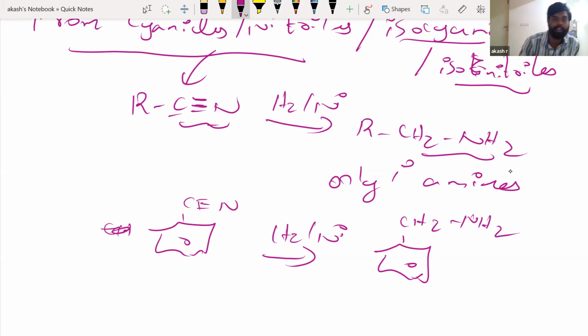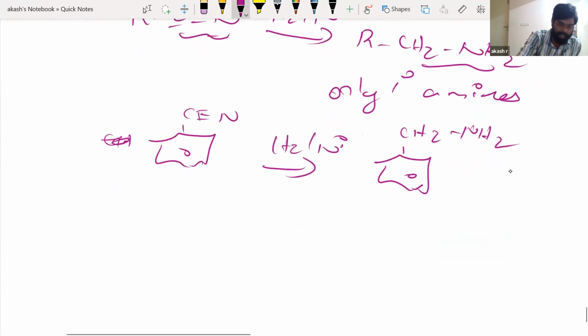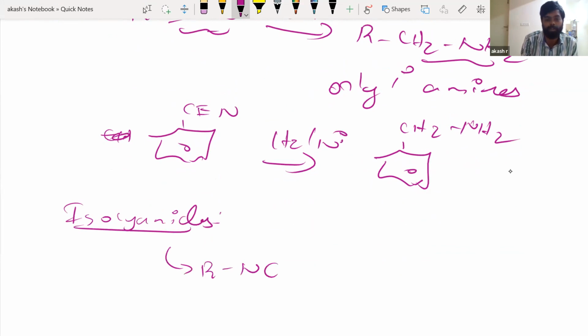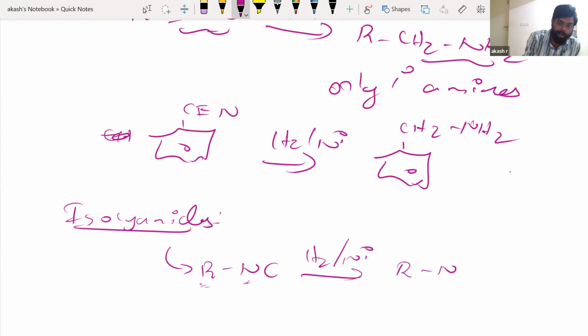Okay, right. So now if I take isocyanides, how do you represent them? Like this: R and C. This is how you represent them. Now the alkyl group is attached to nitrogen. If I go for H2 bar nickel, you will form RNHCH3. This is how it will be formed, right?